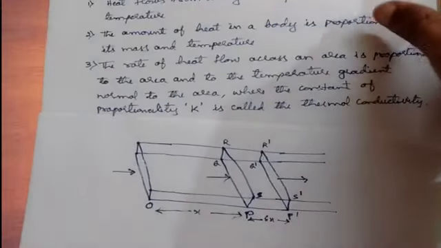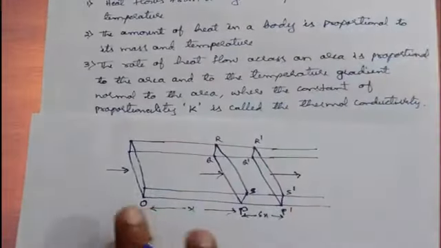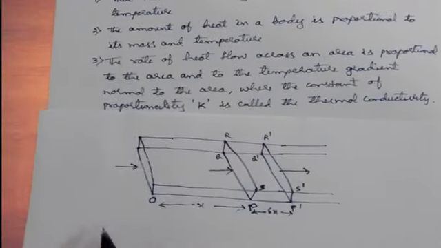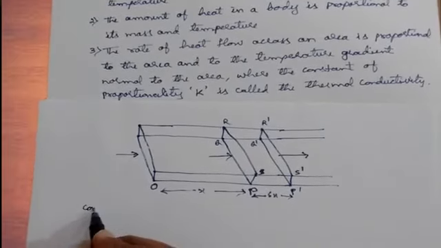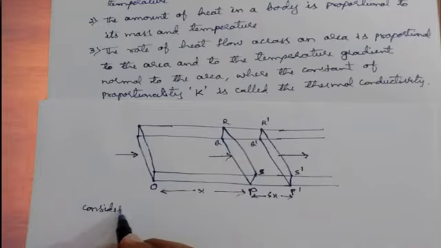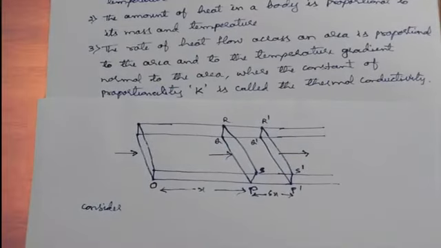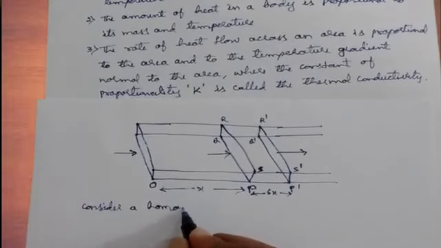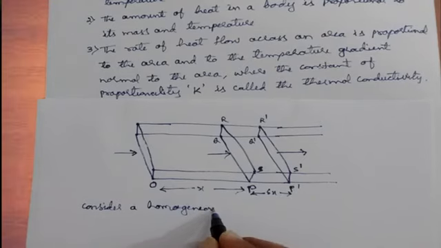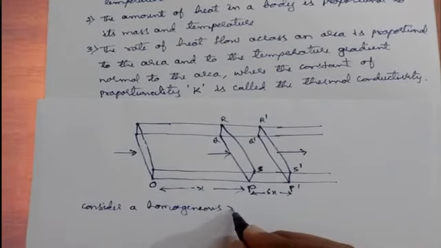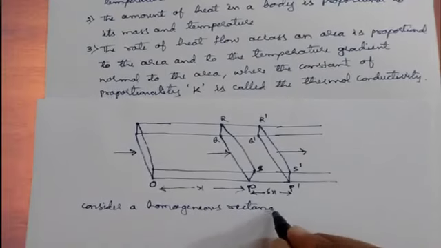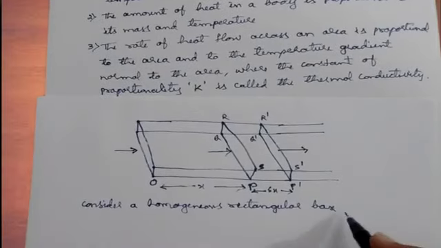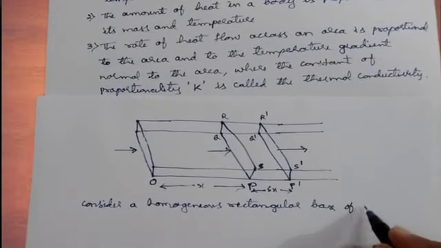Now let us consider this bar, and this bar is a homogeneous bar. It's a uniform rectangular bar that I am taking. You can simultaneously take down the notes. That's the reason why I'm writing down in the form of statements. So consider a homogeneous rectangular bar.